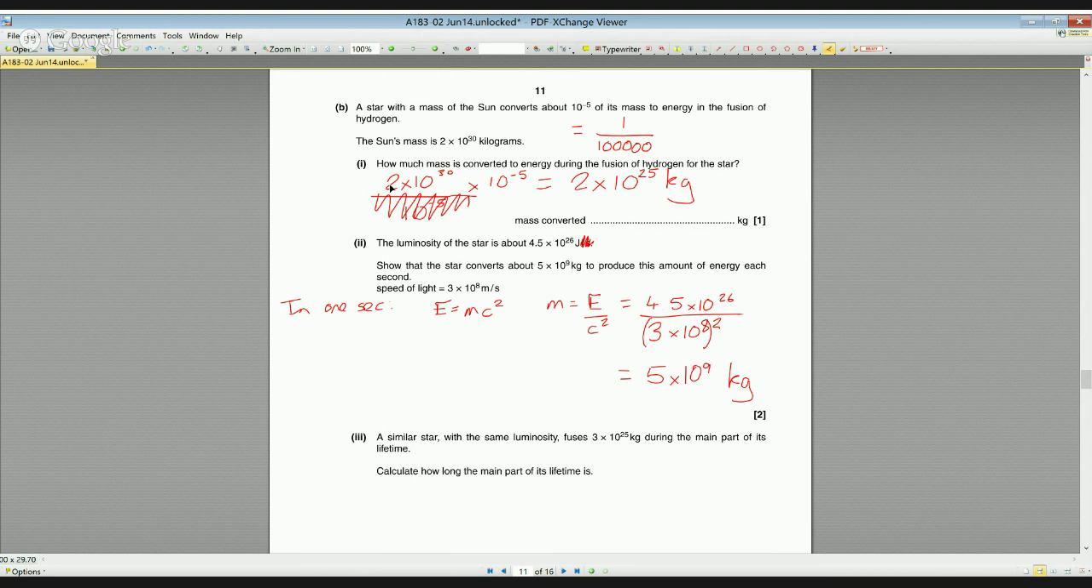In order to work out what that fraction is of 2 times 10 to the 30, you need to multiply them together, and that will give us 2 times 10 to the 25, which is 100,000 times smaller than 2 times 10 to the 30.